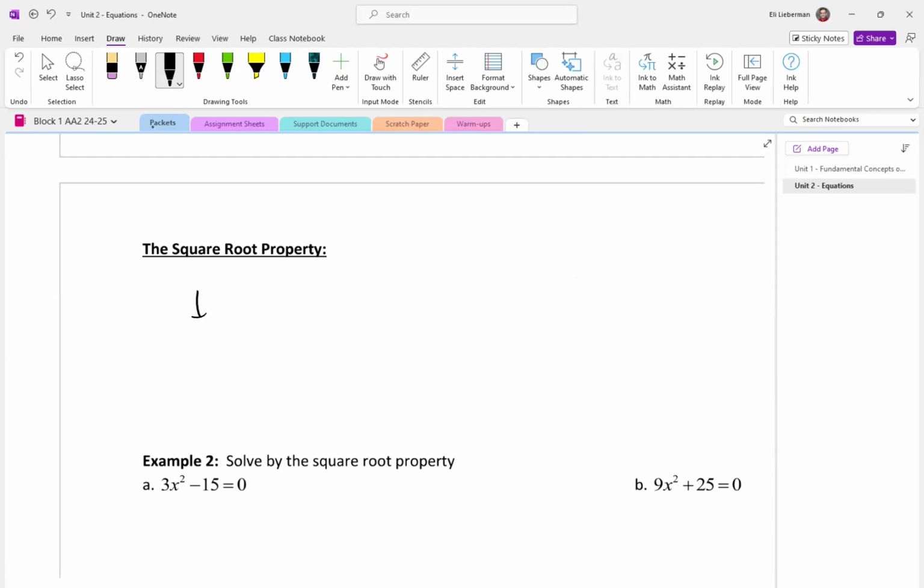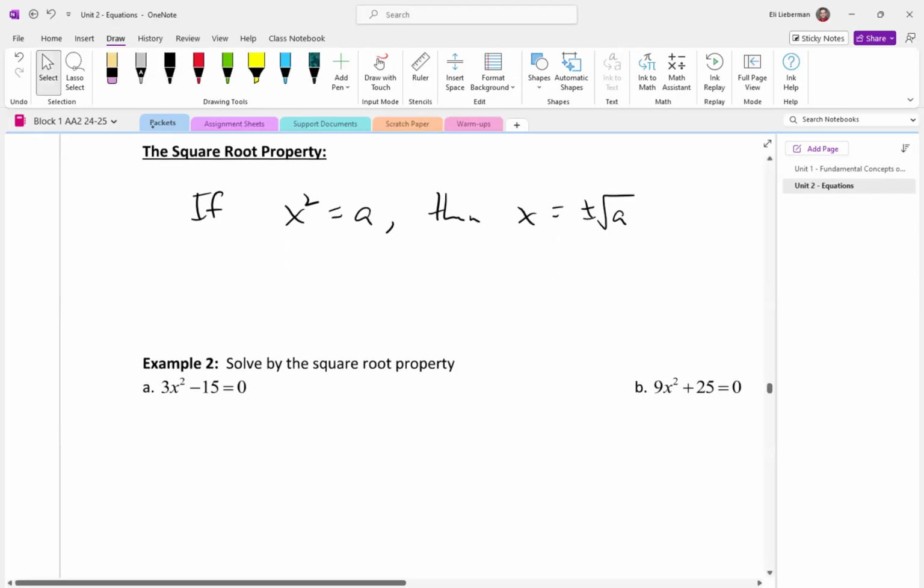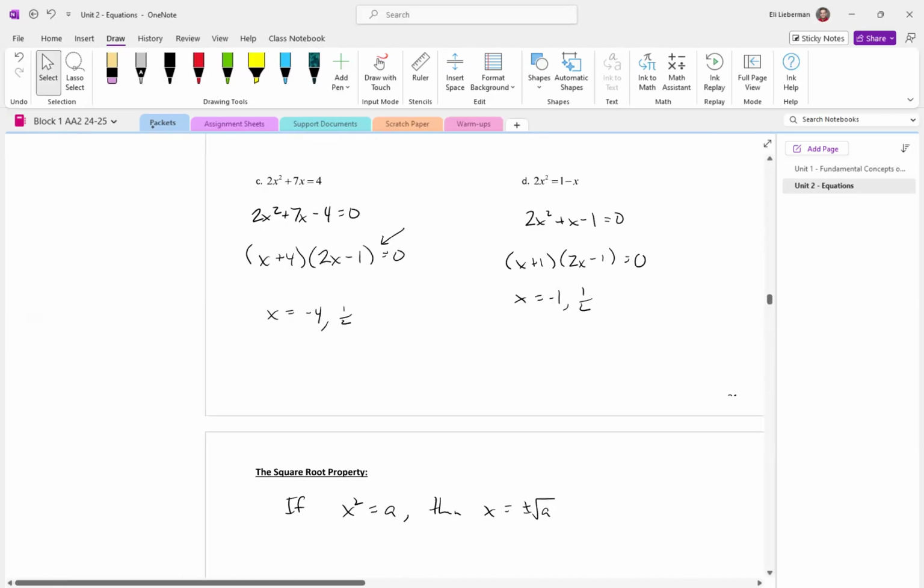Square root property: if x squared equals some number a, then x equals plus or minus the square root of a. Every number has two square roots, a positive one and a negative one. Doing this one, we see this is quadratic, but notice something's missing compared to the other ones that we've done.